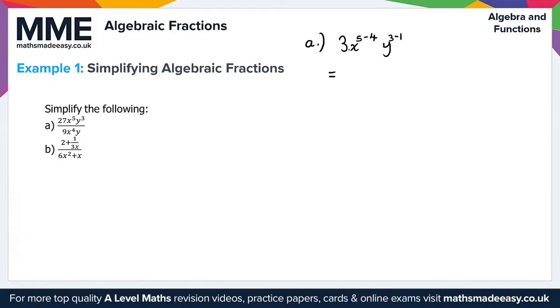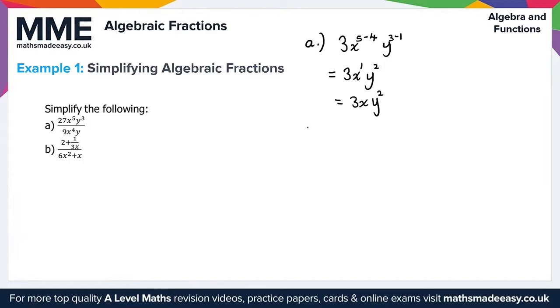And simplifying this expression then, we obtain 3x to the power 1, and then we also have y squared here. Okay, and obviously this 3x to the 1, we'd just write that as 3xy squared. So that's our solution there for part A.